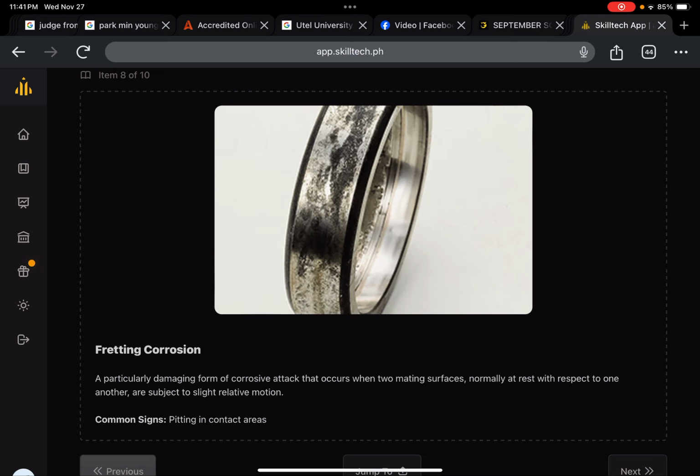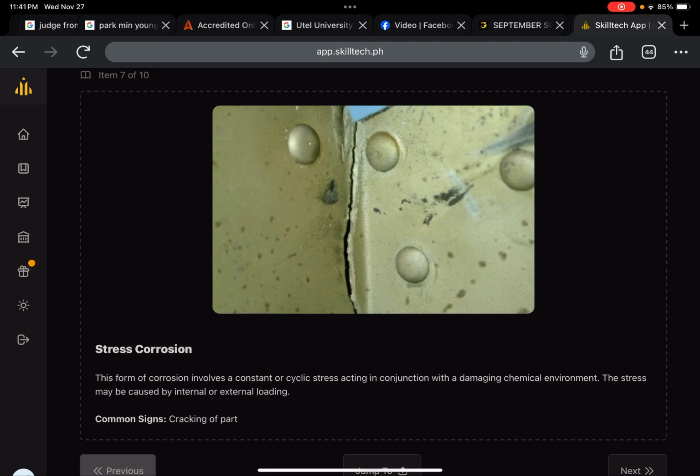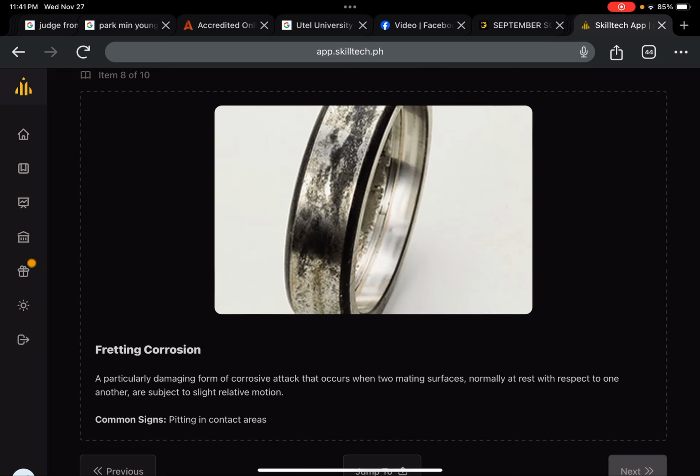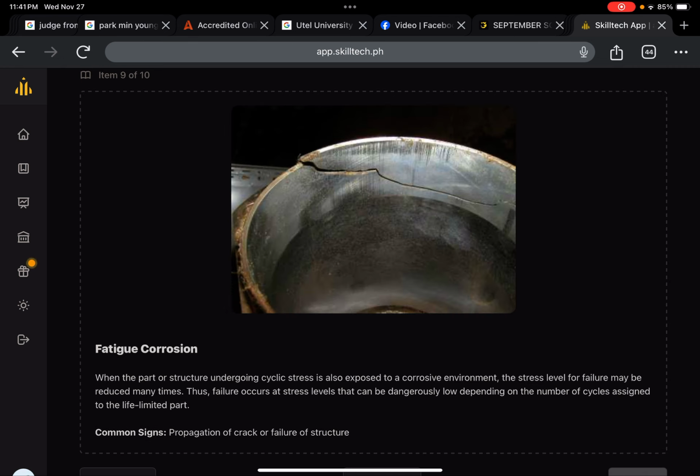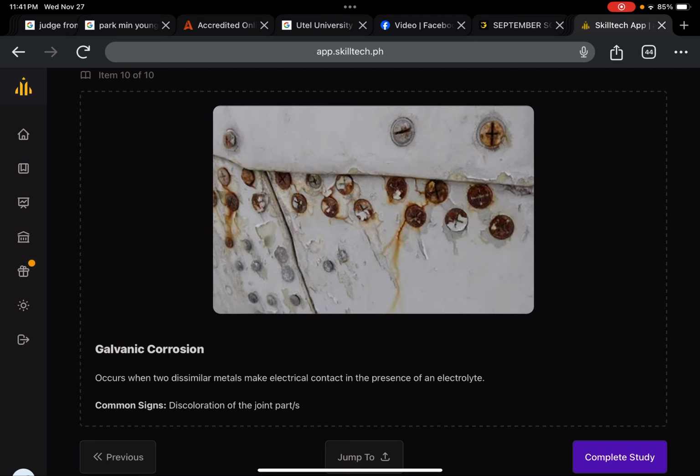So if we go back to stress corrosion, this is with a chemical environment, usually caused by internal or external. Now once we go to fatigue, it still does have stress, but it is more caused by the corrosive environment. We have the galvanic, of course, when two dissimilar metals create contact.